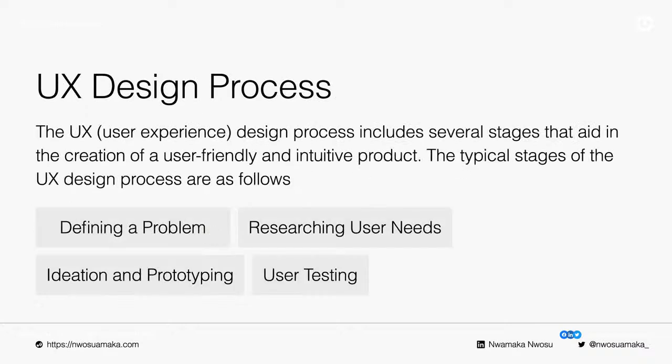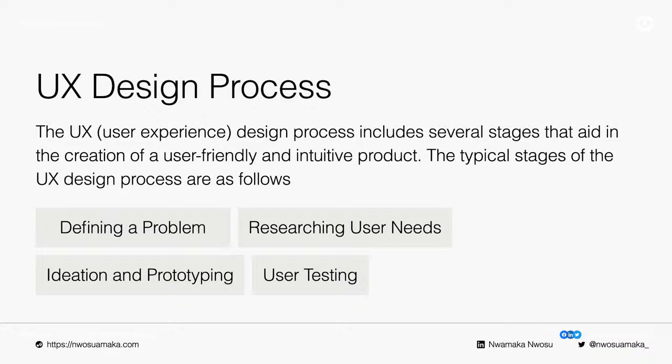Then when that is done, you have to look at the user design process. Then you have to look at the typical stages here: defining a problem, researching the user's needs, ideating and prototyping, and user testing. Like I said, you can always iterate, you can choose to go back and forth. It is not a linear process.